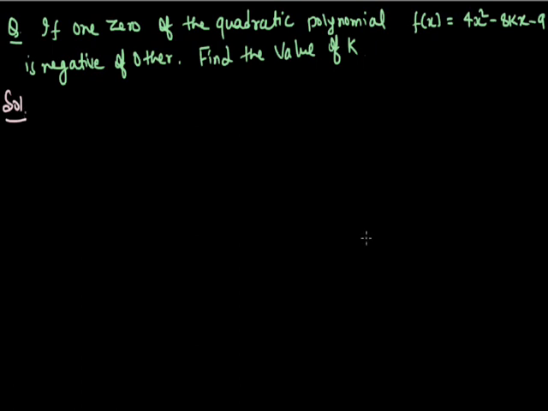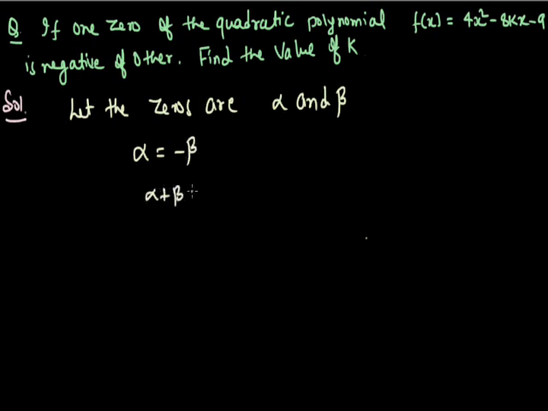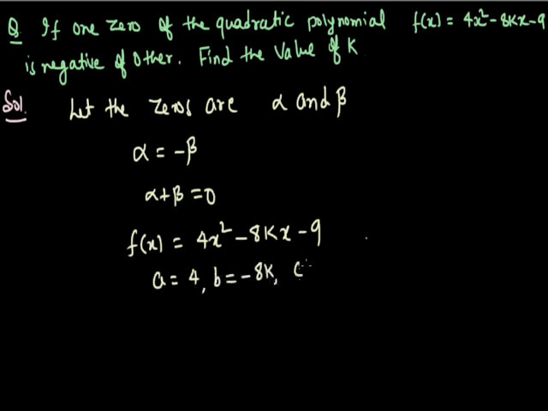Now solution for this. It is given that one zero of the quadratic polynomial is negative of the other. Let the zeros are alpha and beta. Now given alpha is equal to minus beta, so we can say alpha plus beta will be equal to 0. Now if alpha plus beta equal to 0, alpha plus beta is minus b by a. So polynomial f(x) equal to 4x square minus 8kx minus 9, a is equal to 4, b equal to minus 8k and c equal to minus 9.